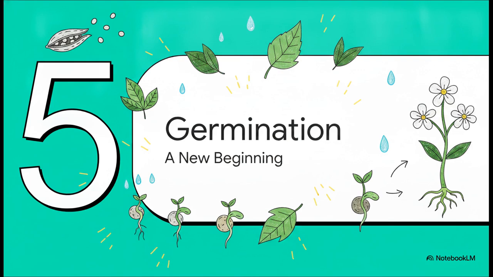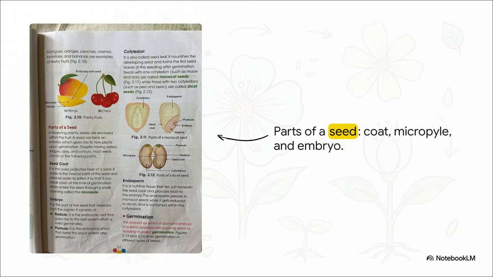And finally, part 5, germination, a new beginning, the starter kit and activation sequence. If we were to crack open a fully formed seed, we'd find a ready-to-go starter kit. On the outside, you've got the seed coat, basically tough outer armor. But notice this tiny little hole called the micropyle. That is a totally crucial design feature. It acts like a doorway, allowing water to enter and wake up the dormant embryo sleeping inside.